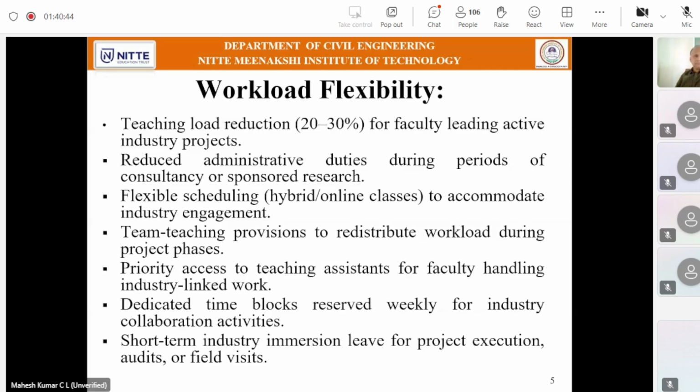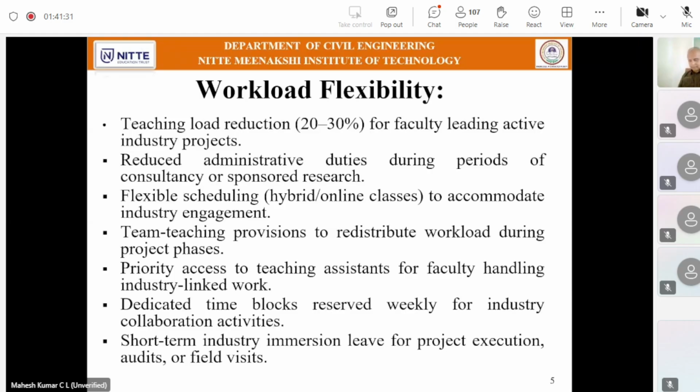Coming to workload flexibility, academicians may have a project in hand, say 40 lakhs or 20 lakhs, but their workload is not reduced. We should reduce the workload of a faculty by reducing their classes. For associate professors, for example, 16 hours of workload per week should be there. This teaching load reduction will lead to completion of active industry research projects. We should also reduce the administrative duties of sponsored research faculty so that they can complete the research well within the deadline.